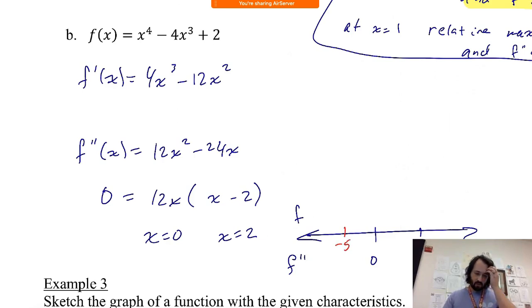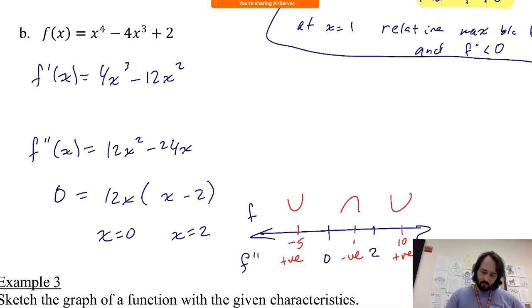If I put that in, that's a negative times a negative, which is a positive. So that means I will be concave up. Between 0 and 2, I have 1. That would come out a negative, so I will be concave down. And bigger than 2 could be 10. It would be a positive, so I am concave up there.